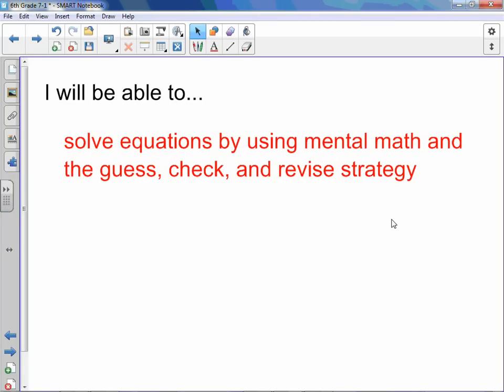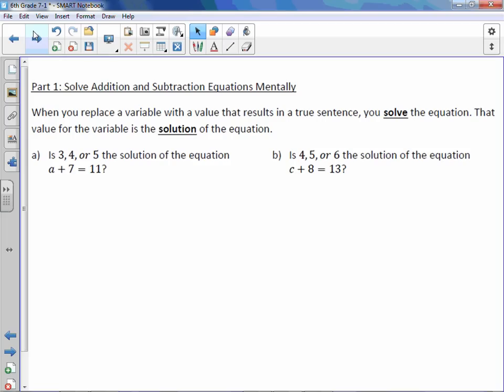Chapter 7, Lesson 1, Equations. You will be able to solve equations by using mental math and the guess, check, and revise strategy. When you replace a variable with a value that results in a true sentence, you solve the equation. That value for the variable is the solution of the equation.